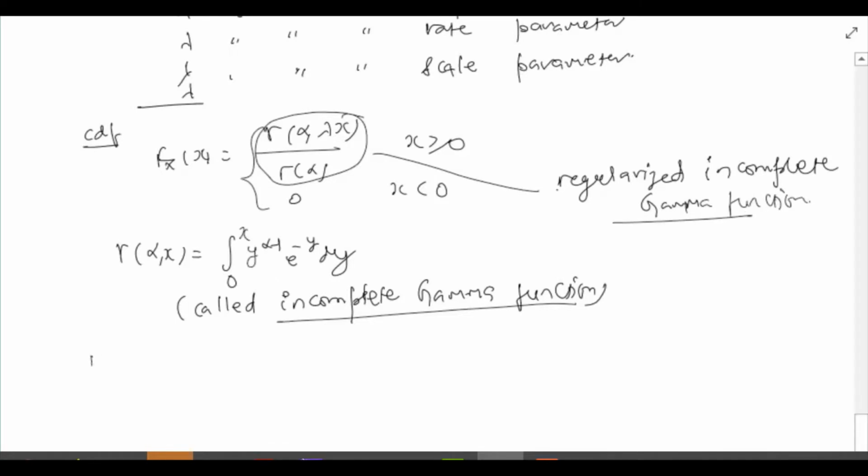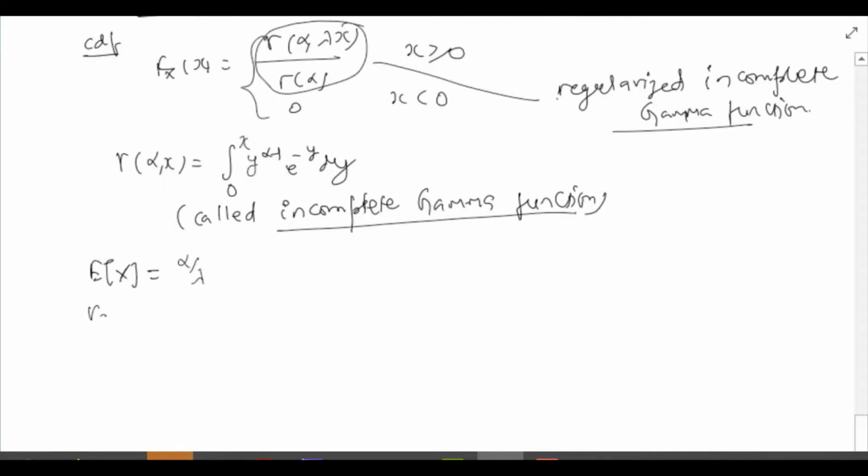The mean of this gamma distributed random variable, expected value of x, turns out to be equal to alpha over lambda. Its variance turns out to be equal to alpha over lambda square. There is a connection between gamma distribution and exponential distribution. In fact, if we consider the special case of gamma distribution where alpha is 1, this case corresponds to exponential distribution.